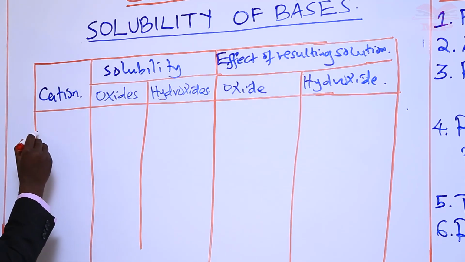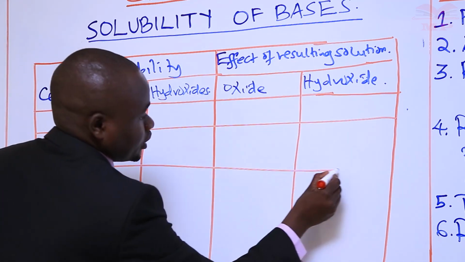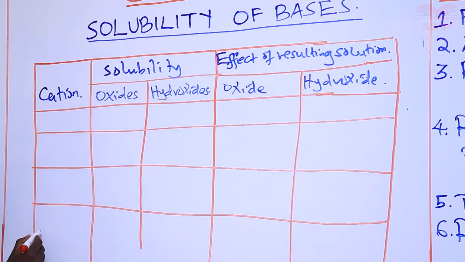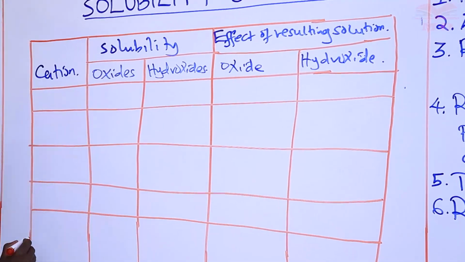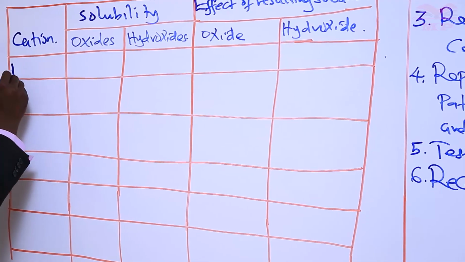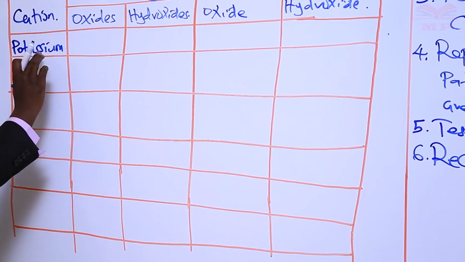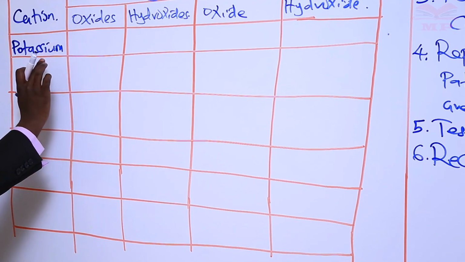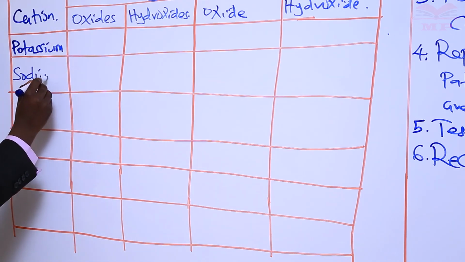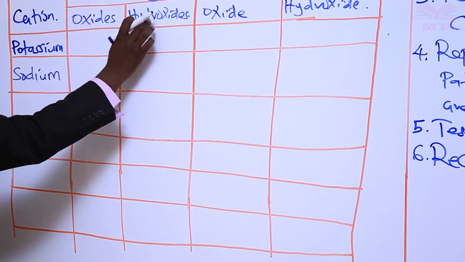From the procedure, we can identify the cations that we are using. Remember, we said cations are positively charged ions. So our first one from the procedure will be potassium, so that our oxide is potassium oxide, the other is potassium hydroxide, and the next one is sodium. So the oxide is sodium oxide, sodium hydroxide.